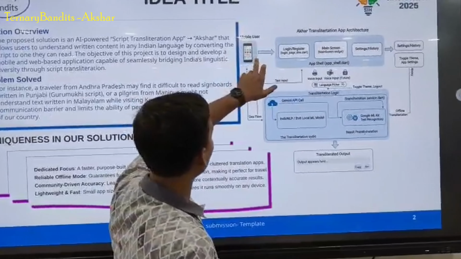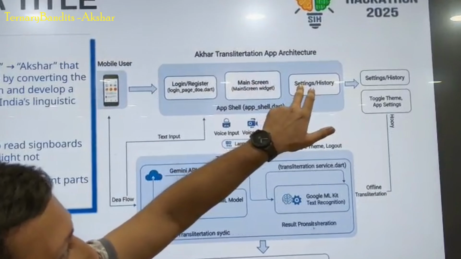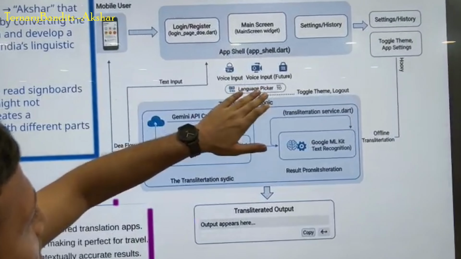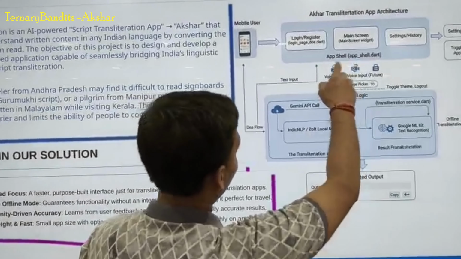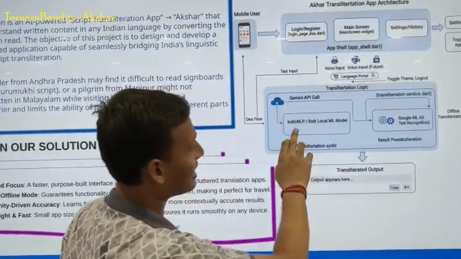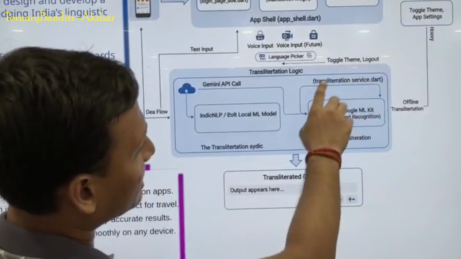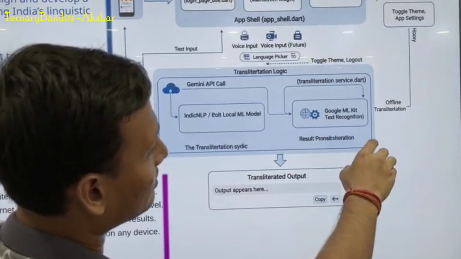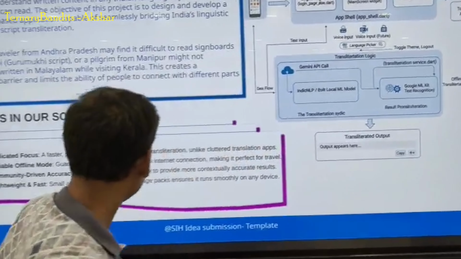And this is how our app works. For a mobile user, it's a login page with a main screen and settings. In the settings, they can toggle theme and app settings, and on the main screen, you have a language picker. You can pick the language that you want to transliterate. It will send a request, and through the Gemini API call, Indic NLP, and the local ML model that we're using, it will transliterate through Google ML Kit, and finally we'll get the transliterated output here.